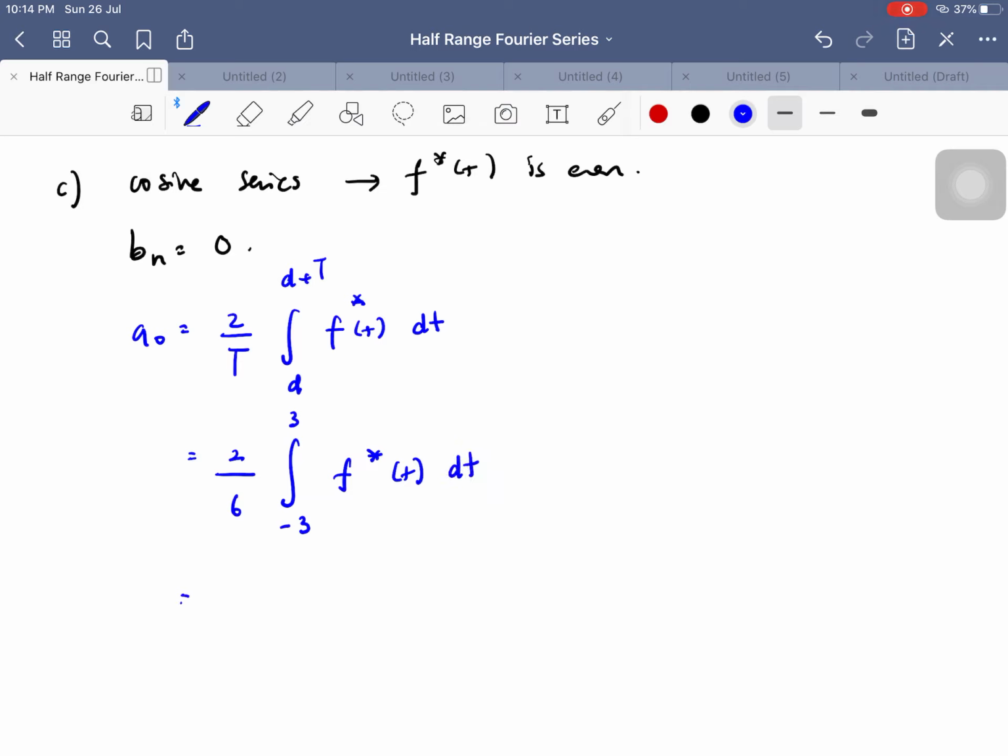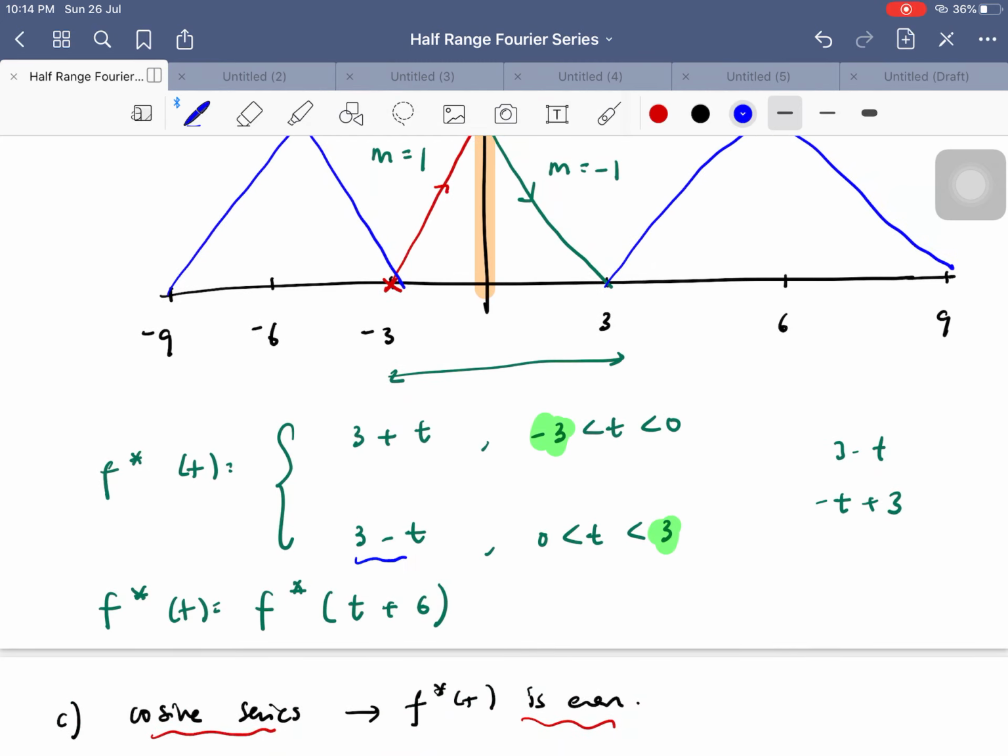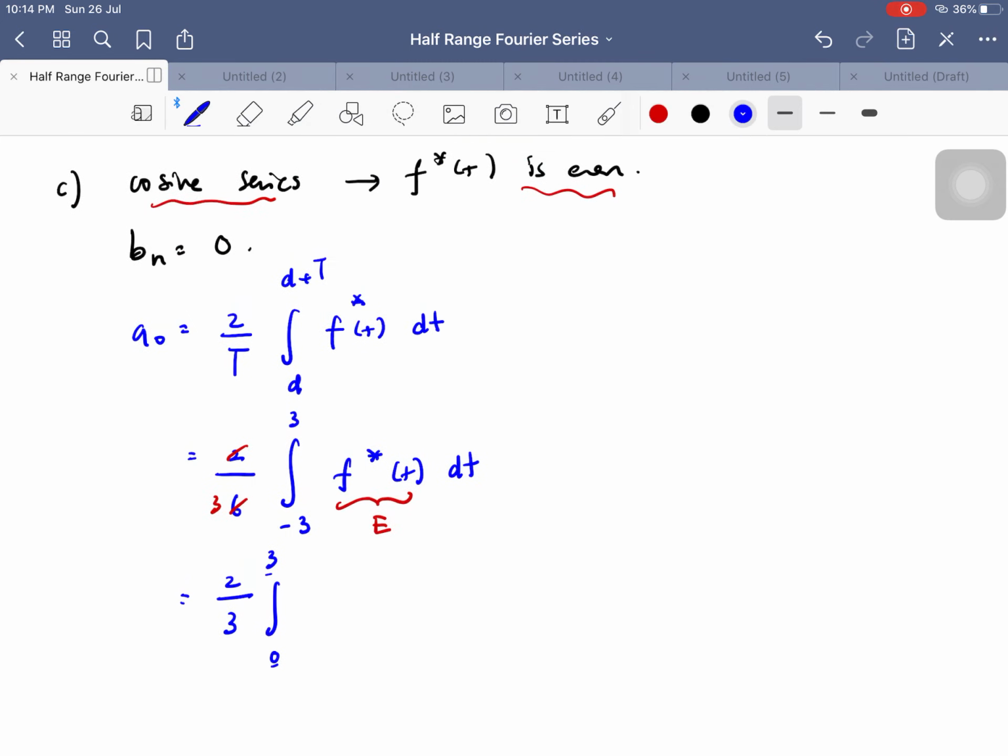Okay, and here when I simplify this, because we figured that f star t is going to be an even function, because this is going to be a cosine series, we can change the limit. So here I'm going to have a 3. So when I change the limit, my new limit is going to be from 0 until 3. But when I multiply by 2, I'll end up with 2 over 3 as the constant outside. And my function f star t, from 0 until 3, the function that we're supposed to use is going to be 3 minus t. So I'm going to have 3 minus t dt.